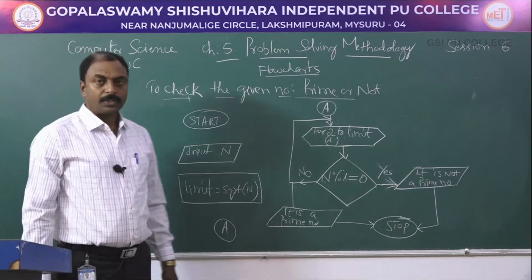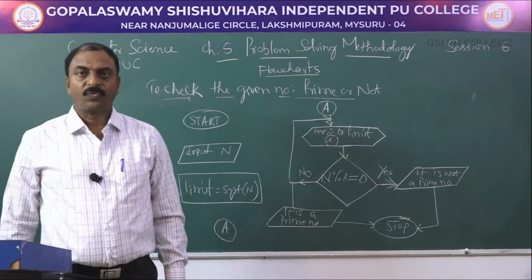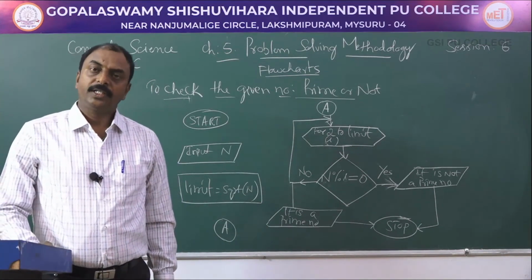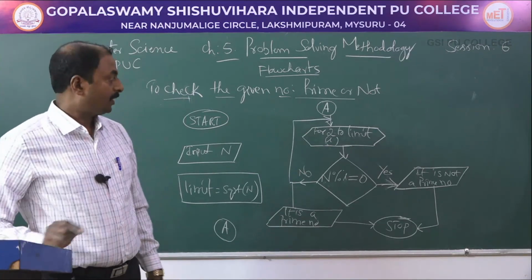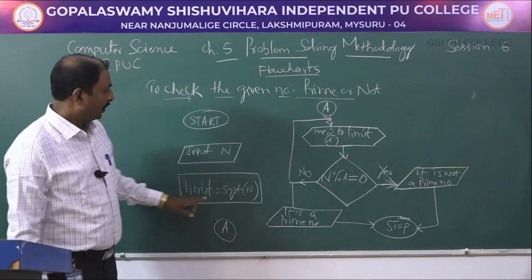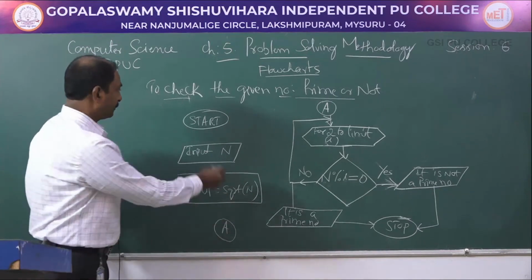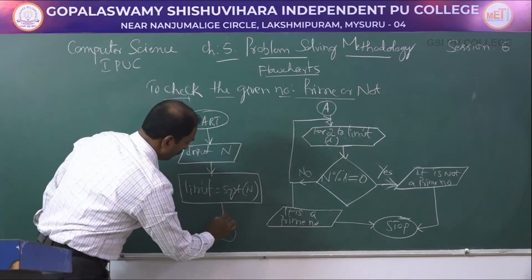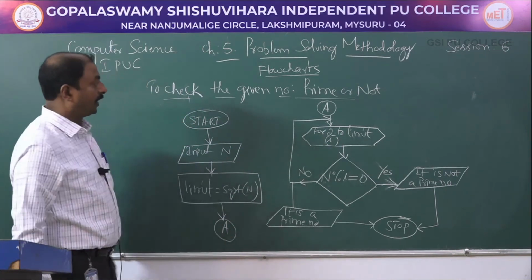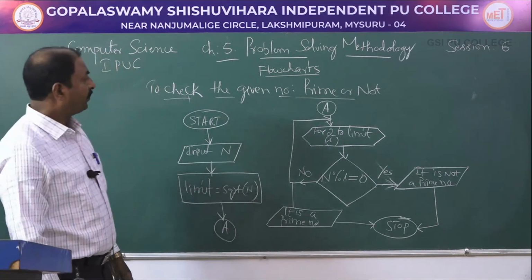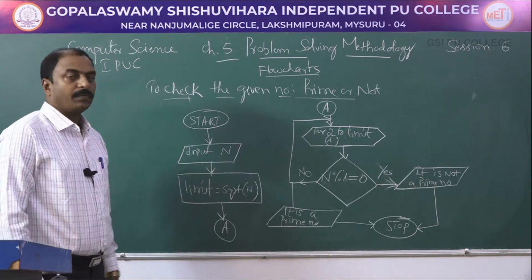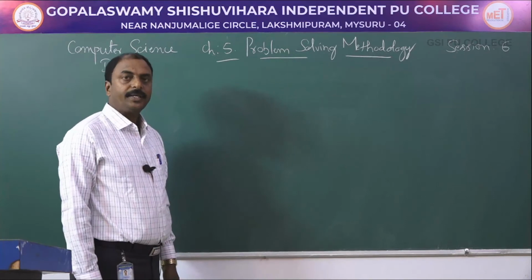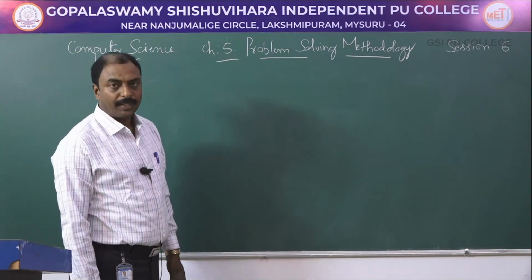As I told you in the logic, given number n, first we have to find out the limit by finding the square root of the given number. So up to here, limit equal to square root of the number. After connecting this flow line, it is a complete flowchart to check whether the given number is a prime number or not. Students, next concept is programming constructs.